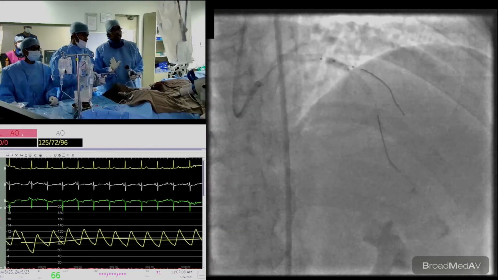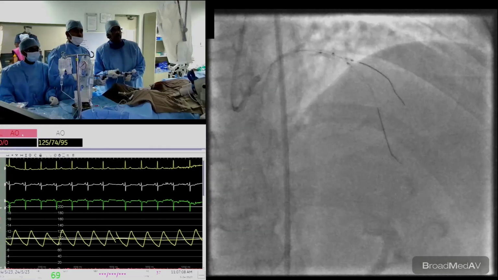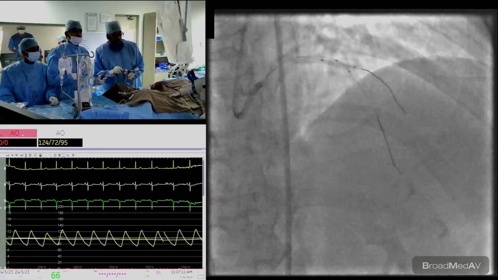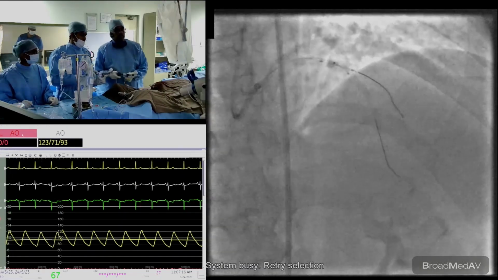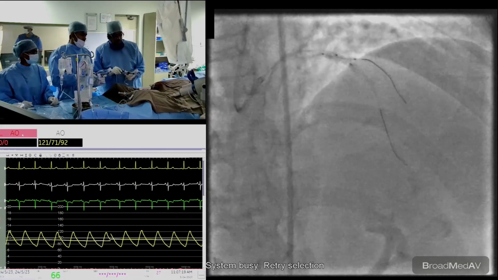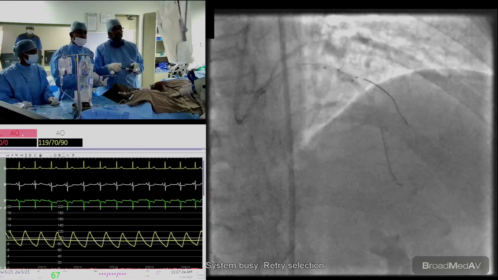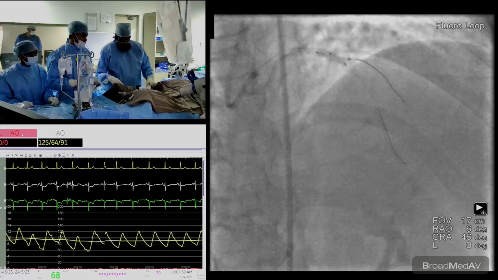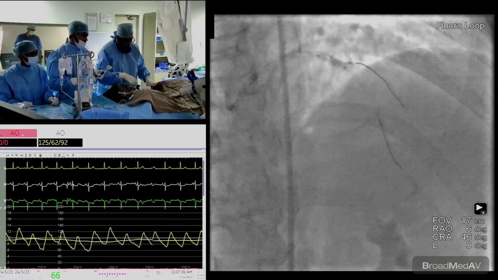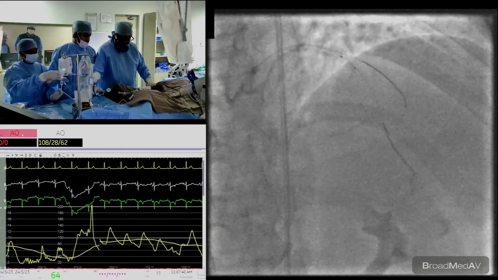6, 8. Deflate. Now I'll go up. 2, 4, 6, 8, 10. Now we go up simultaneously. Please go up, please. 6, 8, 10. Keep it for a minute and deflate. Okay. So let me pull off the diagonal wire first. Okay. So diagonal balloon is out.